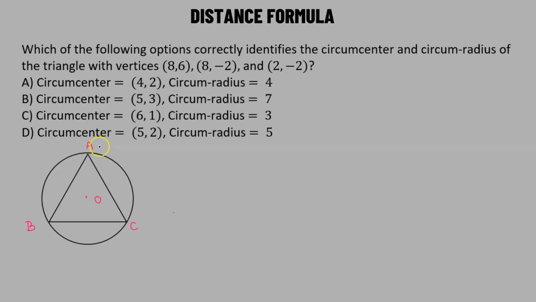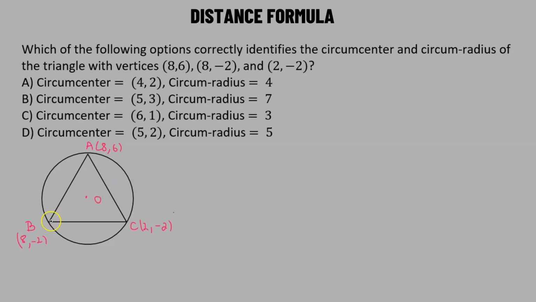Now the coordinates of point A, let it be given by (8, 6). We have coordinates of point B, let that be given by (8, -2). And then we have C with coordinate (2, -2). Our goal will be to find out the coordinate of the circumcenter, that means the coordinate of point O, and also we need to find out the radius of this particular circle, or the circumradius.